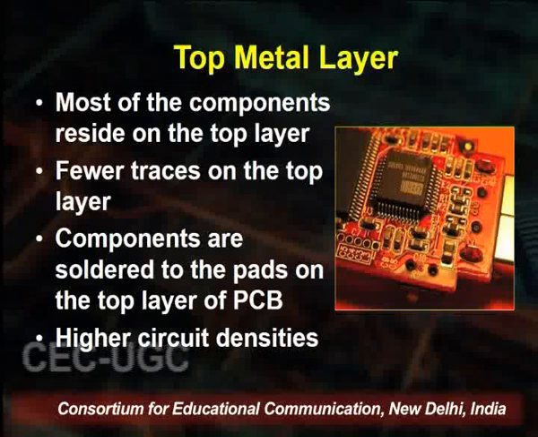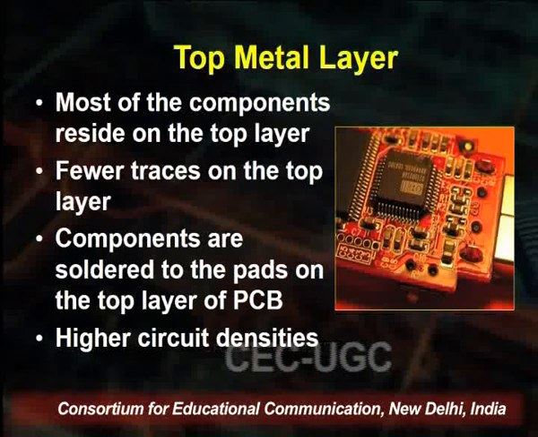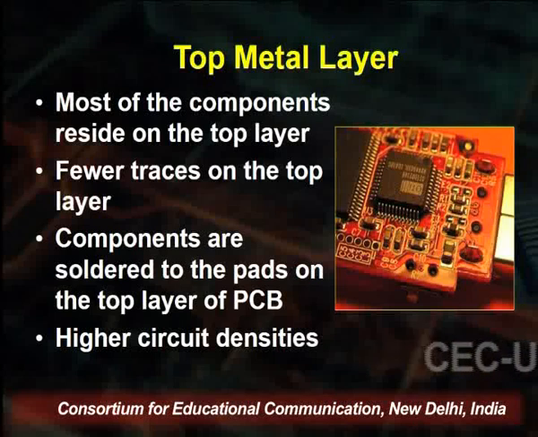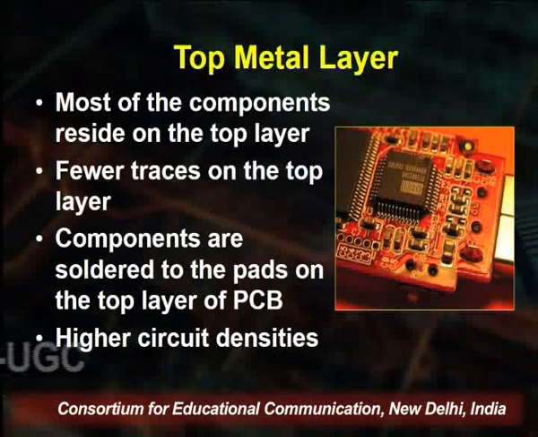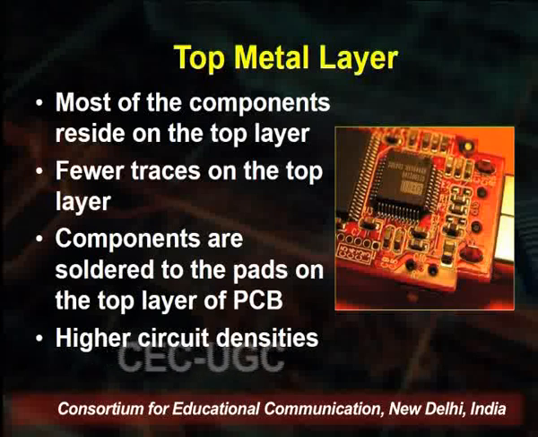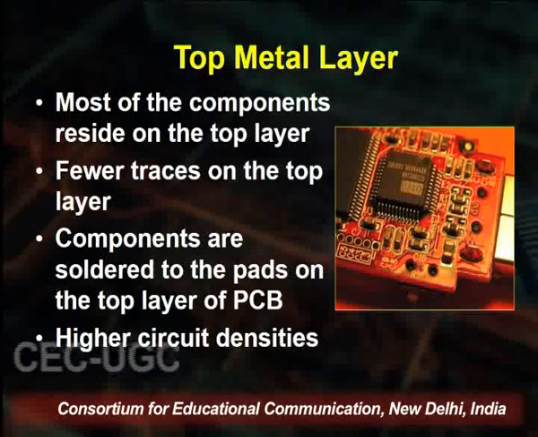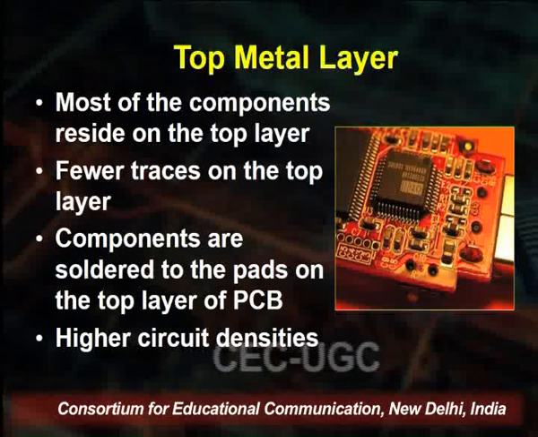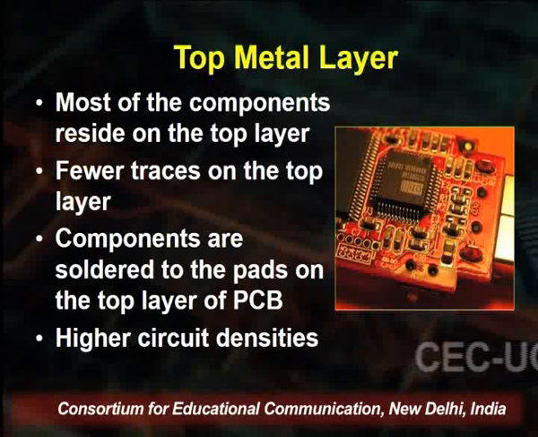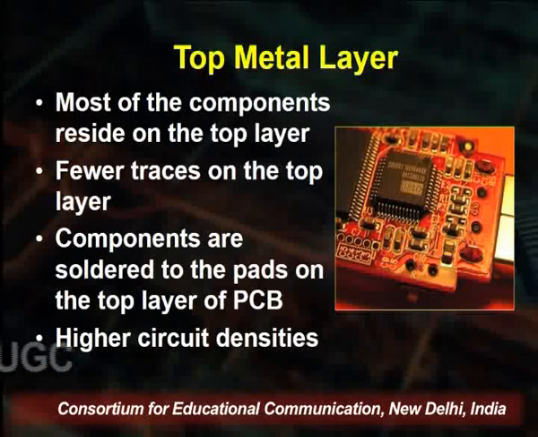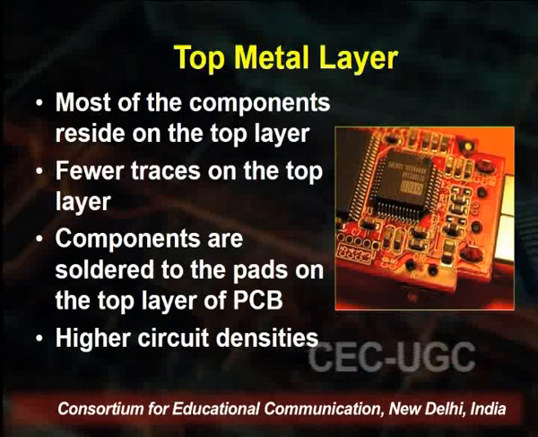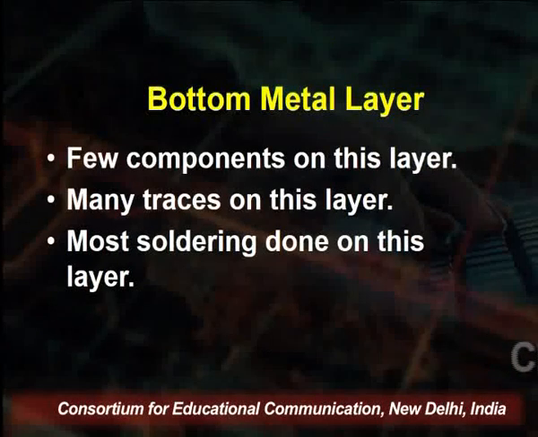So what is the top layer in the PCB? Most of the components reside on the top layer. As you see on the screen, the top layer contains most of the components. So fewer traces are on the top layer, because most of the components are on it. Components are soldered to the pads on the top layer of the PCB, connected through the pad. So there is higher circuit density in the top metal layer. Next is the bottom metal layer.